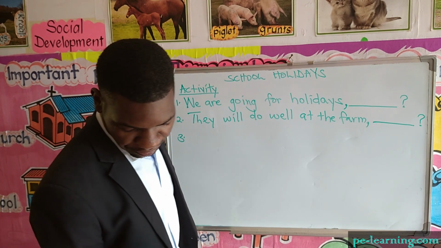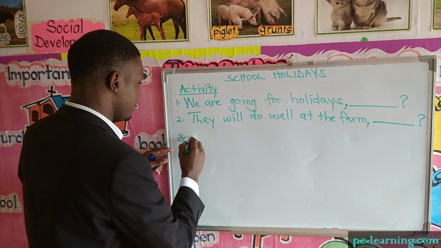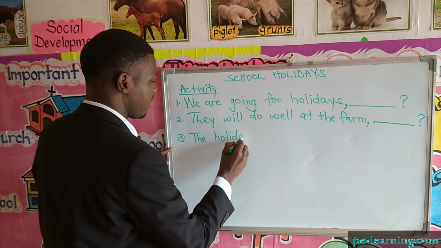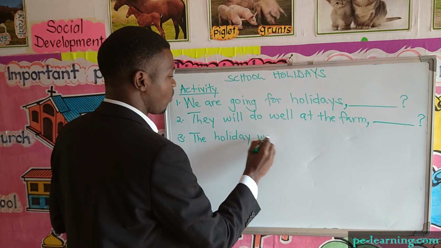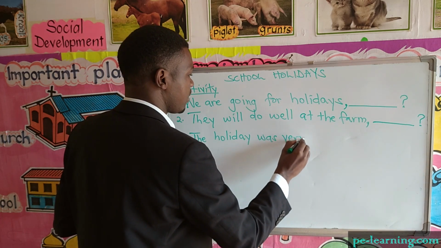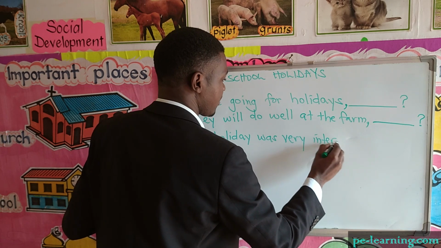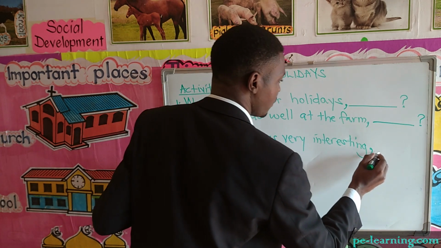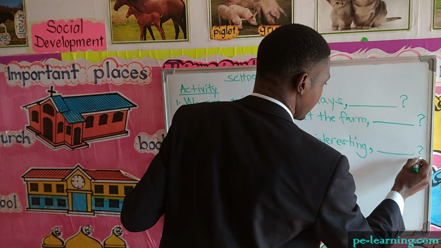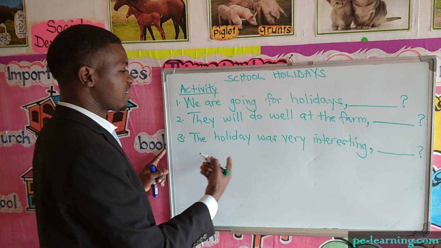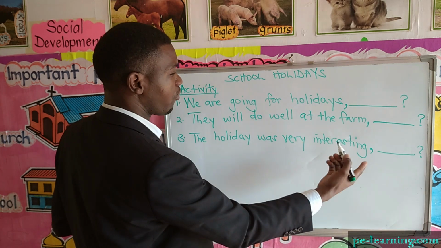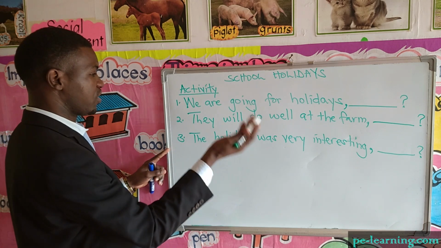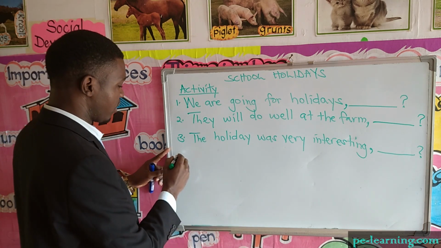We can have the holiday. Which holiday? Not very sure. But the holiday was very interesting. So what will be the question tag? Look at the main sentence, look at the helping verb, and then form the question tag. If it is affirmative, the question tag will be negative. If it is negative, the question tag will be affirmative.